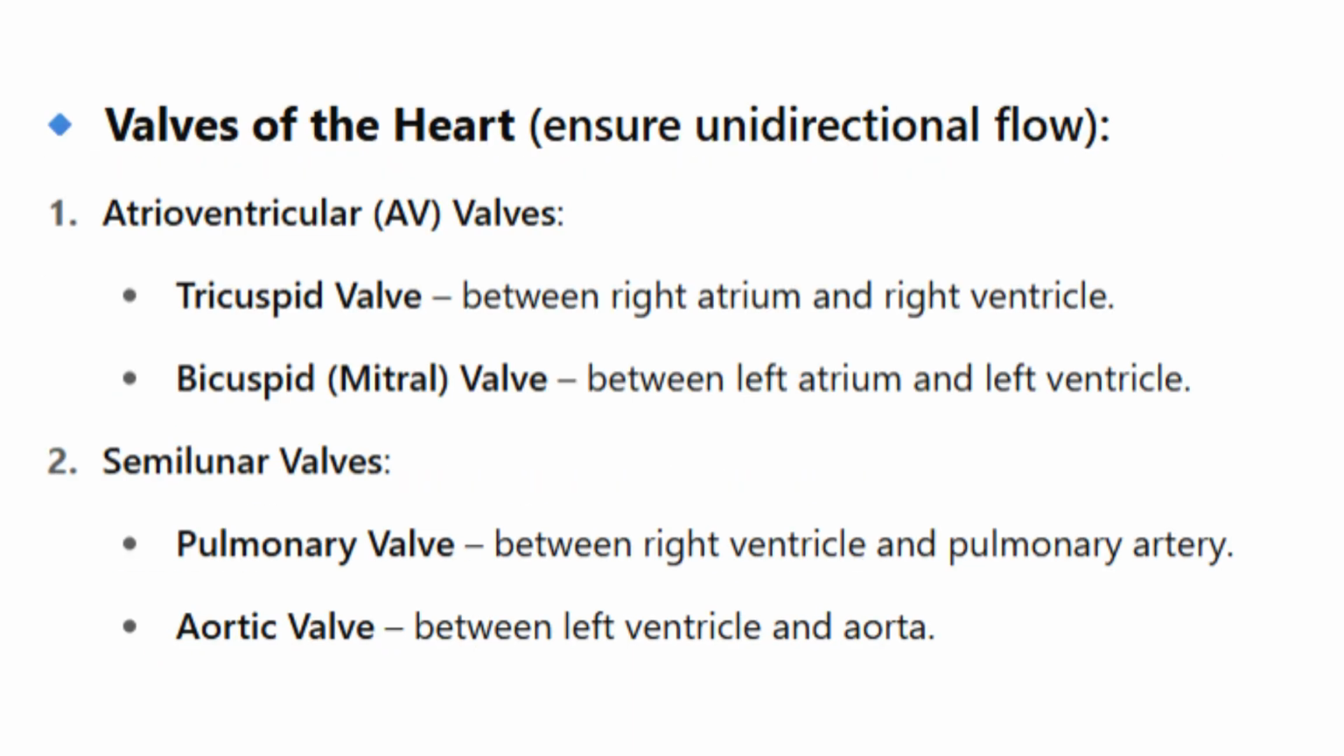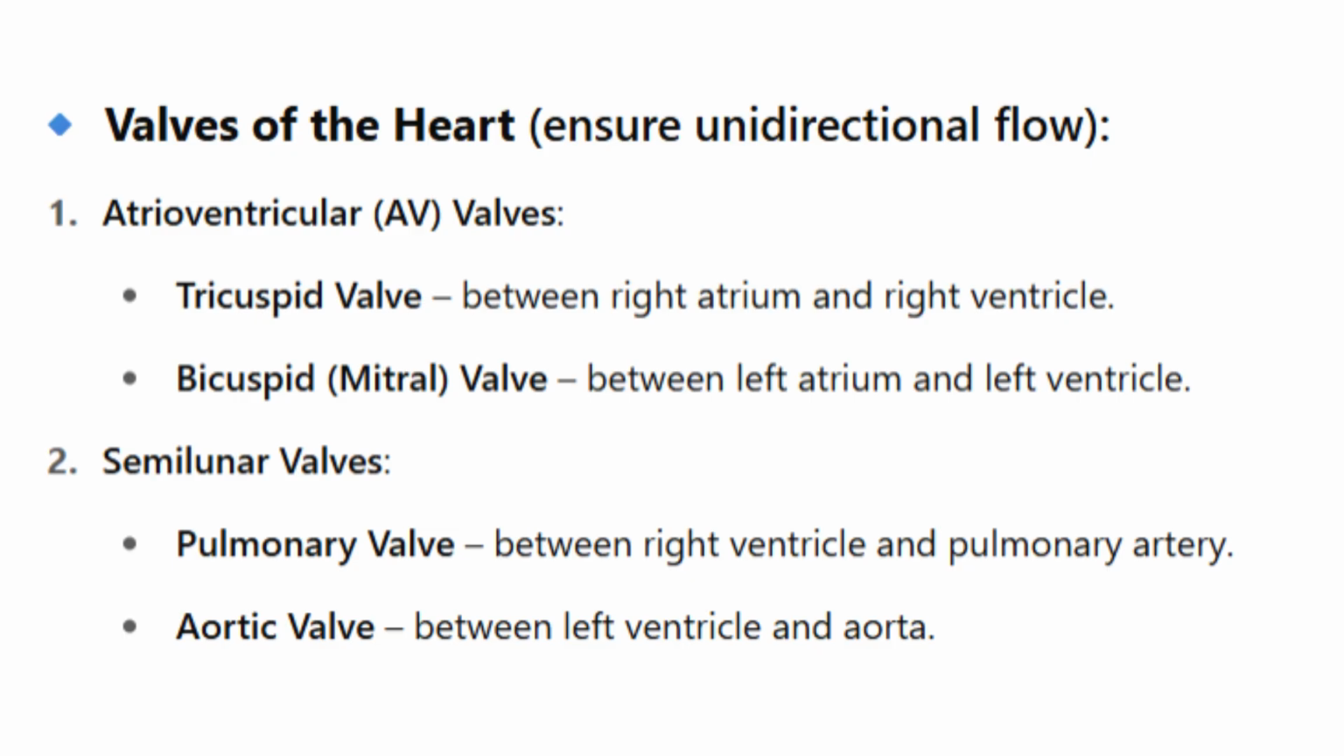Valves of the heart ensure unidirectional flow. Atrioventricular (AV) valves. Tricuspid valve: between right atrium and right ventricle. Bicuspid (mitral) valve: between left atrium and left ventricle.